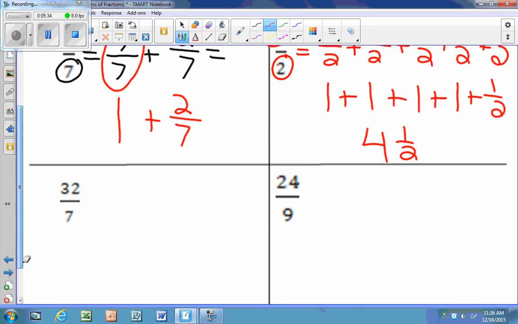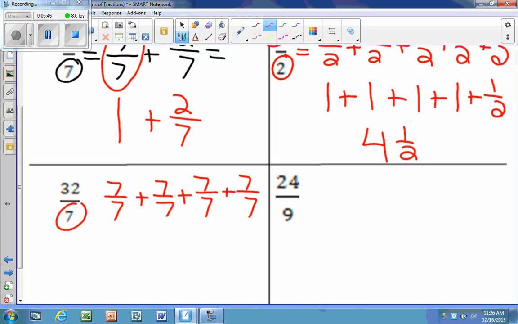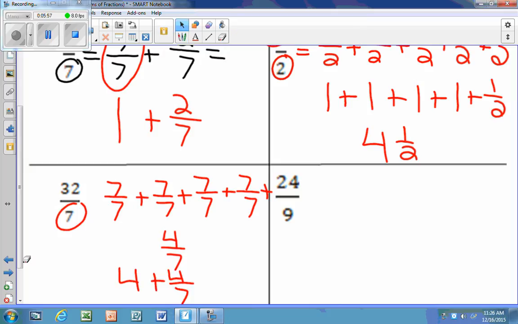Try another one down here. I'm working with 7s. So we can go 7 sevenths, and that's another 7 sevenths is 14, and another 7 sevenths is 21, and another 7 sevenths is 28. I can't make another 7 sevenths, so I add it to 4 sevenths. And when I change that all over, I will get 4 and 4 sevenths. And that's how we do finding equivalent fractions with equal sums from the same unit.